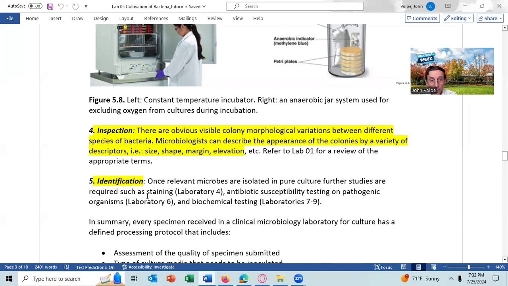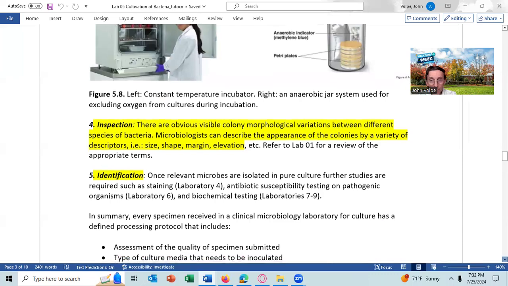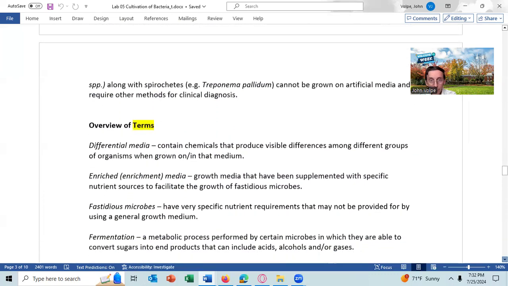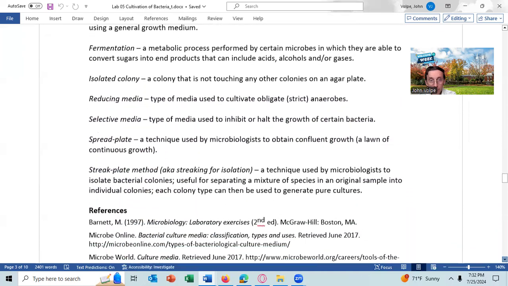You next do your identification test, and that will be usually running the pure cultures on further biological tests to try and ID the species. Any question about any of that? All right, know the terms of this lab.